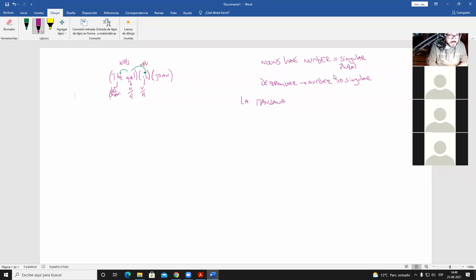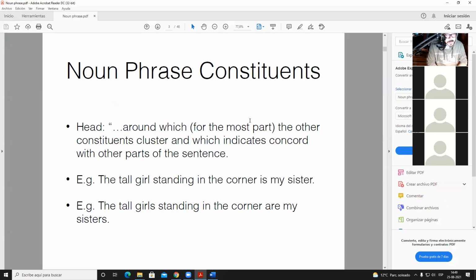That's it. Concord. The idea of concord. Again, concord means that one item influences the form of other items inside of the very same unit. And within units as well, right? As we can see between the noun head and the verb head. Are there names for that? Yes, there are names for that. Subject verb concord, for example. There must be a concord between them in terms of number, for example. Head, around which, for the most part, the other constituents cluster and which indicates concord with other parts of the sentence. Okay, cluster, the idea of cluster.